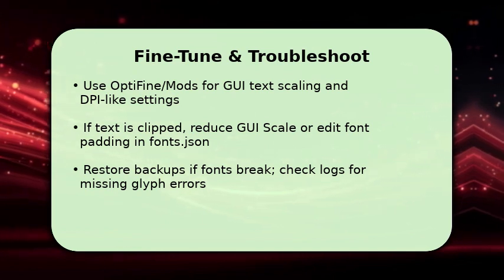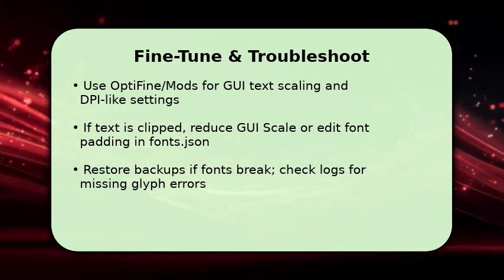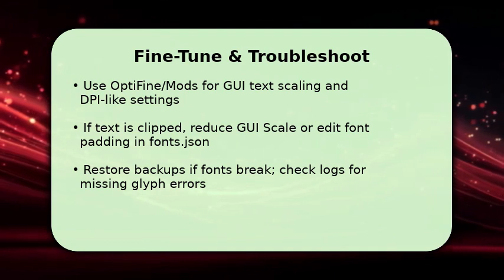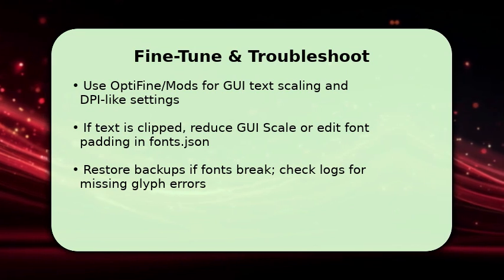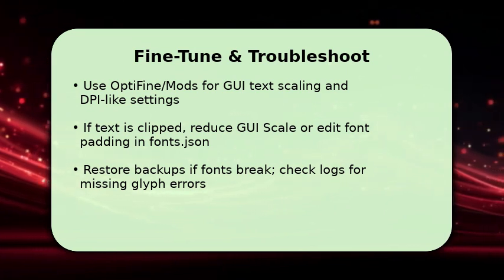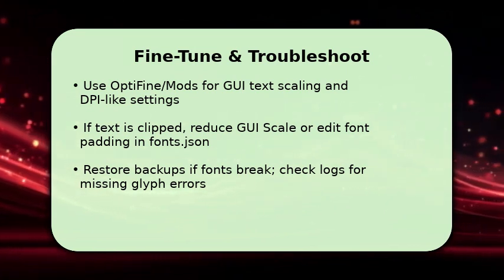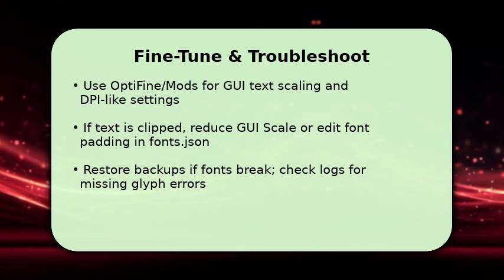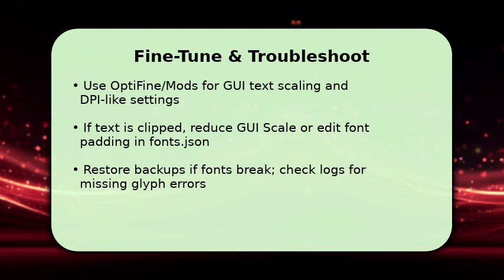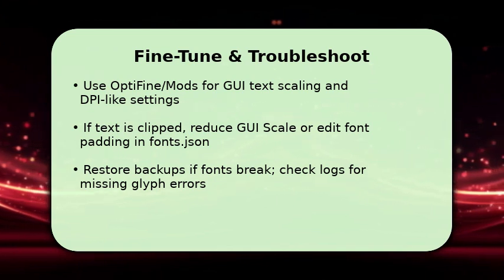If text appears clipped or overlaps, lower GUI scale, adjust font padding and fonts.json, or resize the TTF. Should something break, revert using your backup and reapply changes incrementally to isolate the issue. Finally, check the game log for missing glyph errors and replace any unsupported characters so the font renders cleanly.